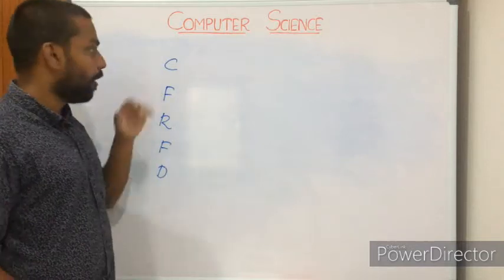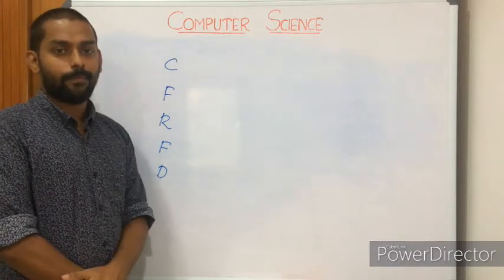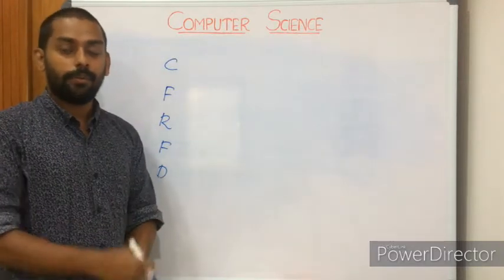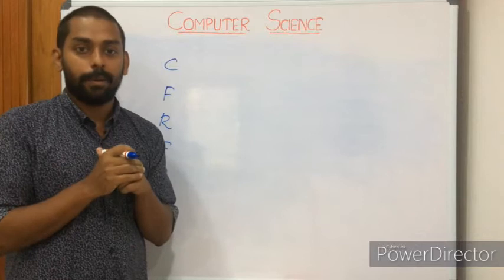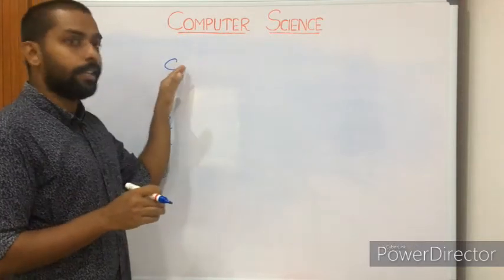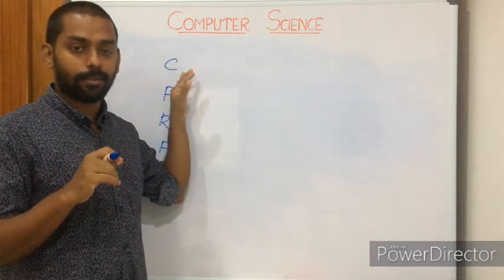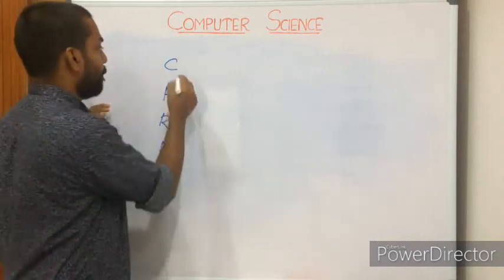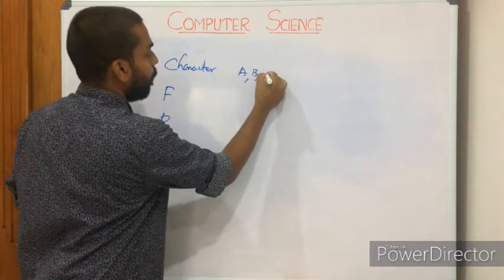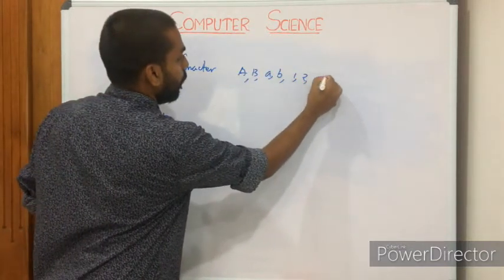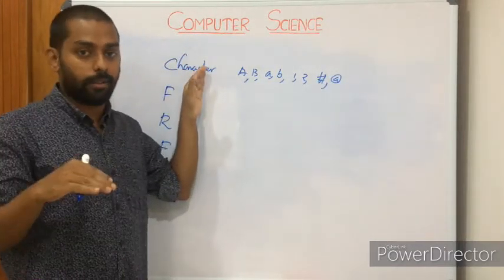What does C stand for? It's about data storage. The basic unit of data storage. When we consider computer science, the basic data storage unit is bits and bytes, right? And here C stands for character. It can be A, B, C, D, 1, 2, or special characters. These are the characters. This is the smallest unit in the hierarchy.